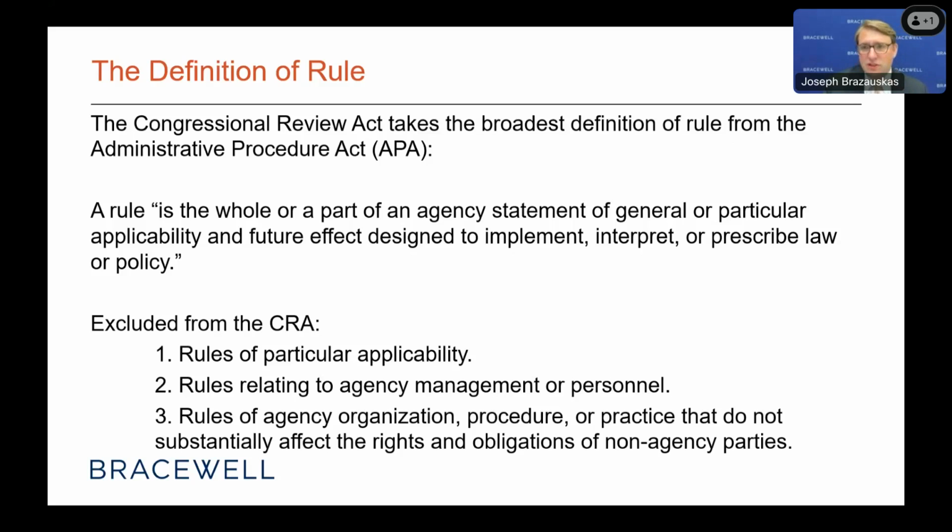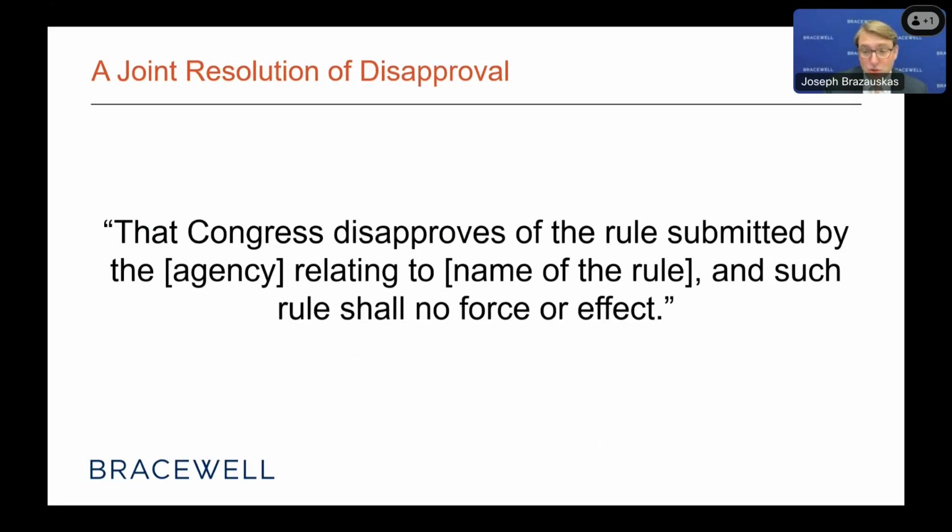And so what does one of these joint resolutions of disapproval look like? They're very short. And in fact, the CRA tells Congress what that should look like. It is just a short, simple statement that says that Congress disapproves of the rule submitted by the agency relating to the name of the rule, and such rule shall have no force or effect. And that's it. These disapprovals do not have a long preamble. They don't give a lot of context. It's a very short statement.